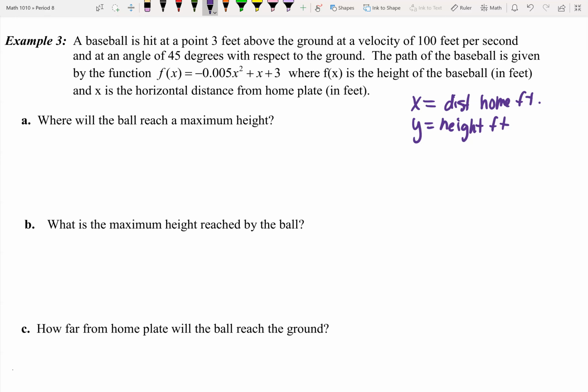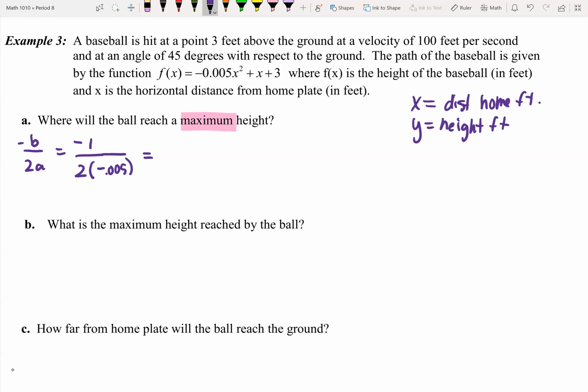Question A. Where will the ball be when it reaches a maximum height? Everybody in the room, what's the word? Maximum. The second you read maximum, then you know negative b over 2a. So negative b means negative 1 over 2 times negative 0.005. Two negatives is going to give me what sign, everybody? A positive. Okay, so everybody go 1 divide.